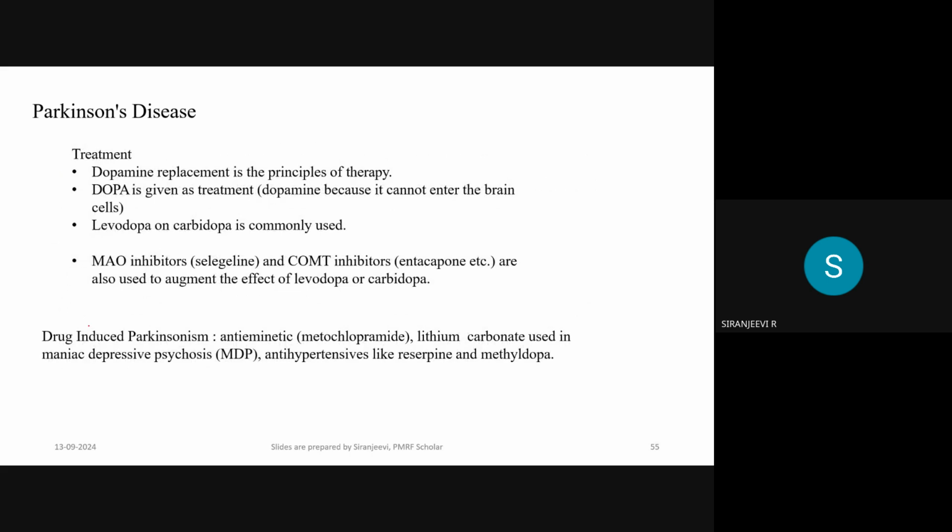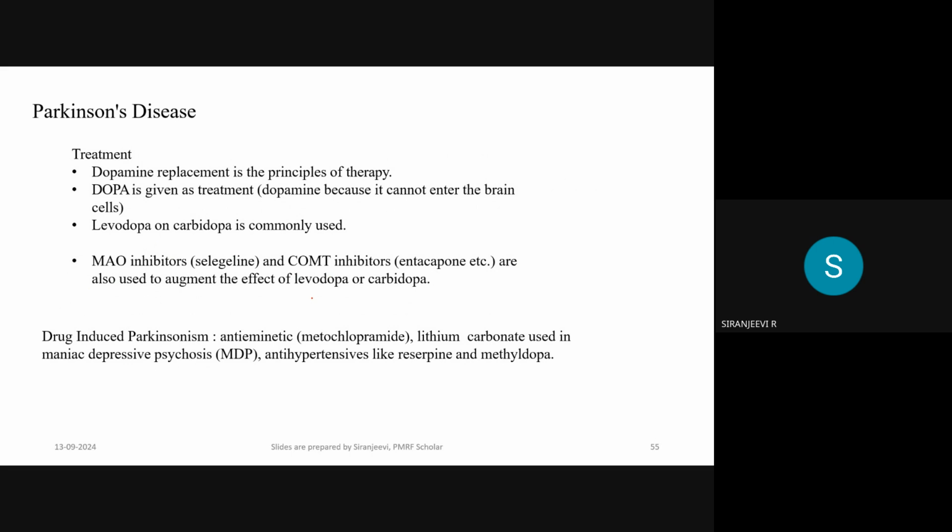In Parkinson's disease, dopamine replacement is the principle of therapy. Dopa is given as a treatment, and not dopamine, because dopamine cannot cross the blood-brain barrier. Levodopa and carbidopa are commonly used, and MAO inhibitors, that is selegiline, and COMT inhibitors, that is entacapone, are also used to augment the effect of levodopa or carbidopa.